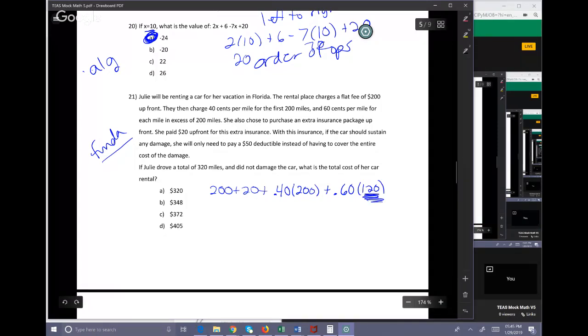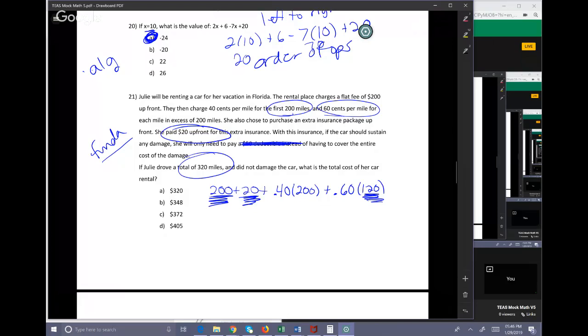So I had to take the total number of miles, which was eventually given right there. I had to put that into the first 200, and then I had to figure out what would remain to be charged at the other rate. The 200 is an upfront fee. The 20 is another upfront fee that's for extra insurance. Nothing happened to the car, which makes the $50 deductible irrelevant. It does not end up in the final problem.